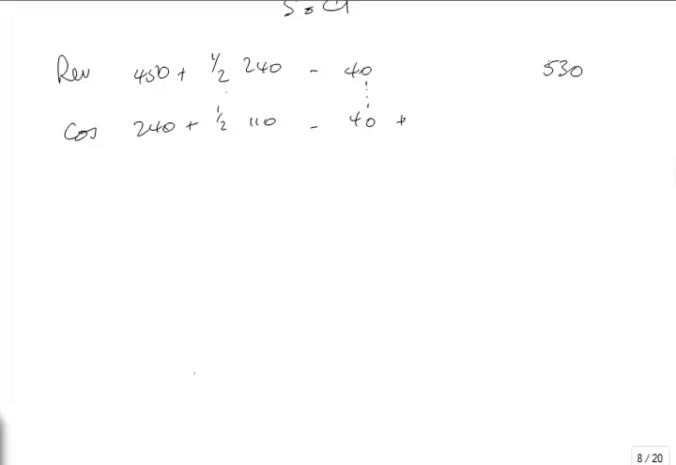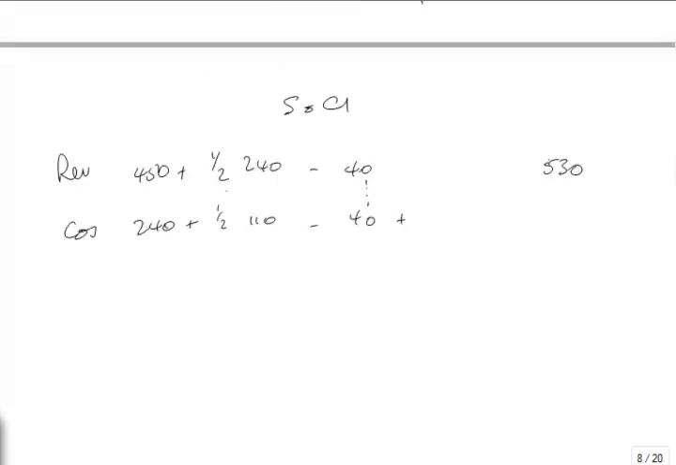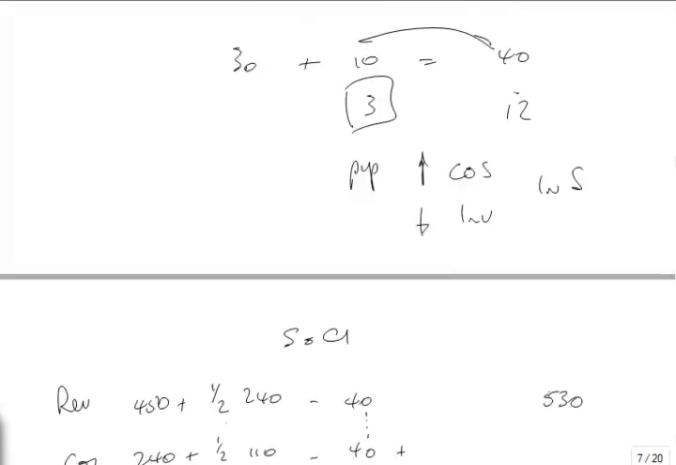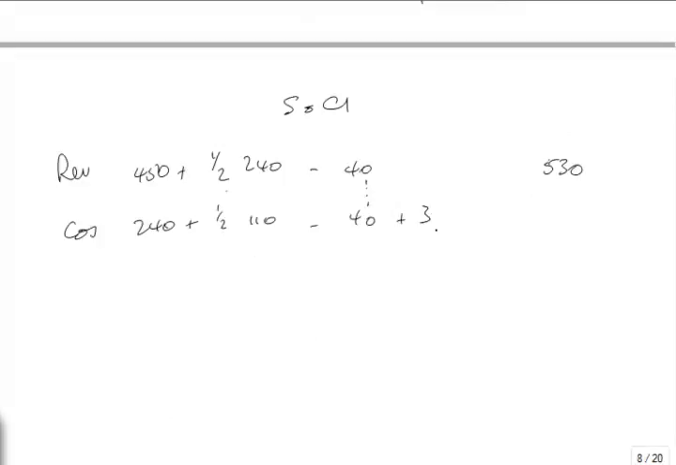Then I've got to add the PUP. The PUP is in S, and the PUP was 3. And I've also got to make an adjustment for the unrealized profit on the plant. So plus 1,000, or 1,000,000, isn't it? Plus 1,000,000 minus 200,000.